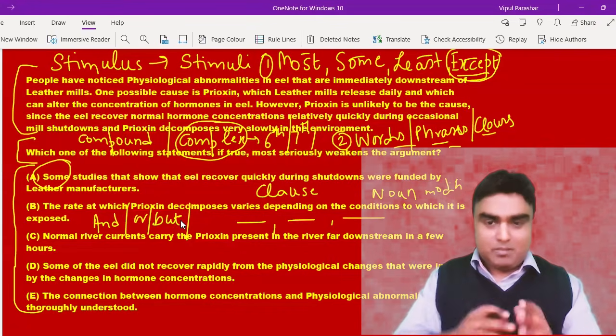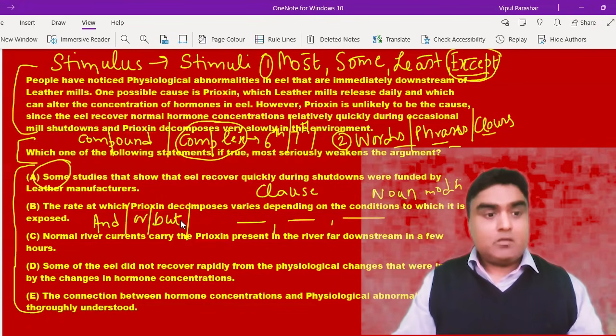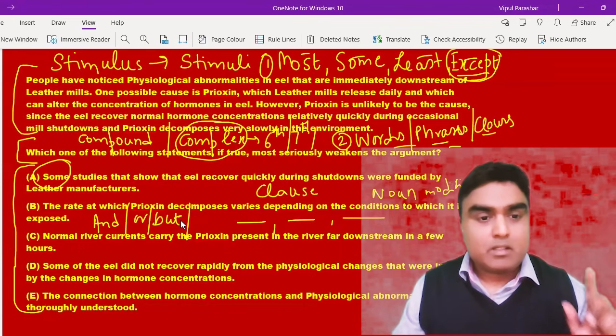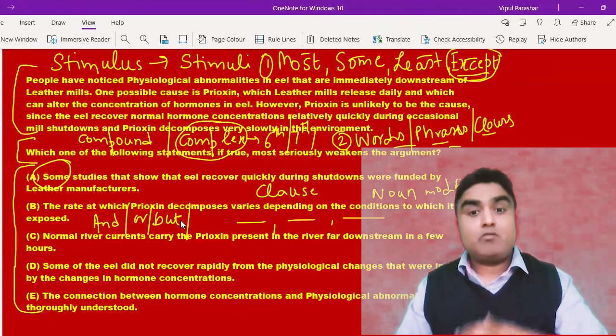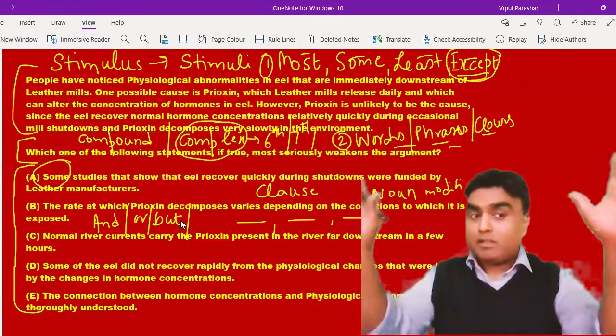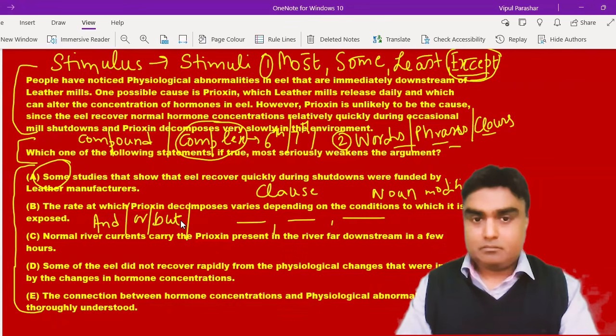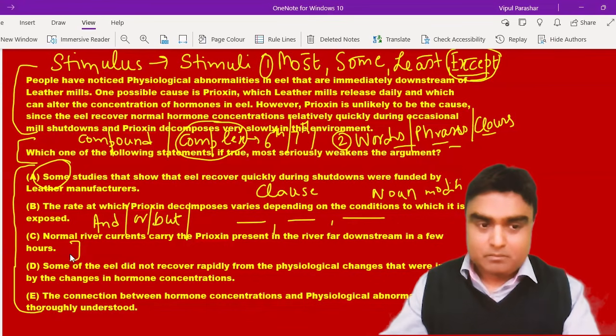Now coming to the third part. Actually, अब मुझे थोड़ा जल्दी करना होगा. I have one more class after this. C part. Normal river currents carry the pyroxene present in the river far downstream in a few hours. दूर ले जाता है वो few hours में. Does it weaken? चलो इसको रिजर्व पे रखते हैं.